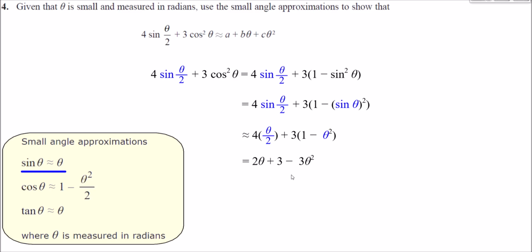We could probably get away with leaving our answer like that, but because it says to give it in terms of ascending powers of theta, so the constant, theta, then theta squared, if we just take an extra little step just to show willing and reorder it into this form, we can see that this expression here is approximately equal to 3 plus 2 theta minus 3 theta squared. Not that you need to, but essentially you could say that therefore A is 3, B is 2, and C is negative 3.